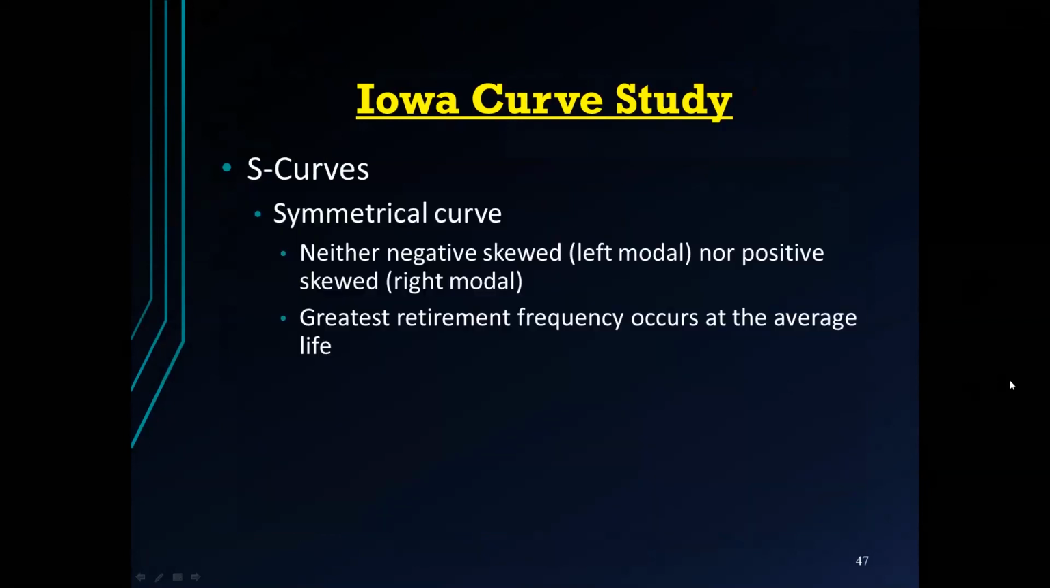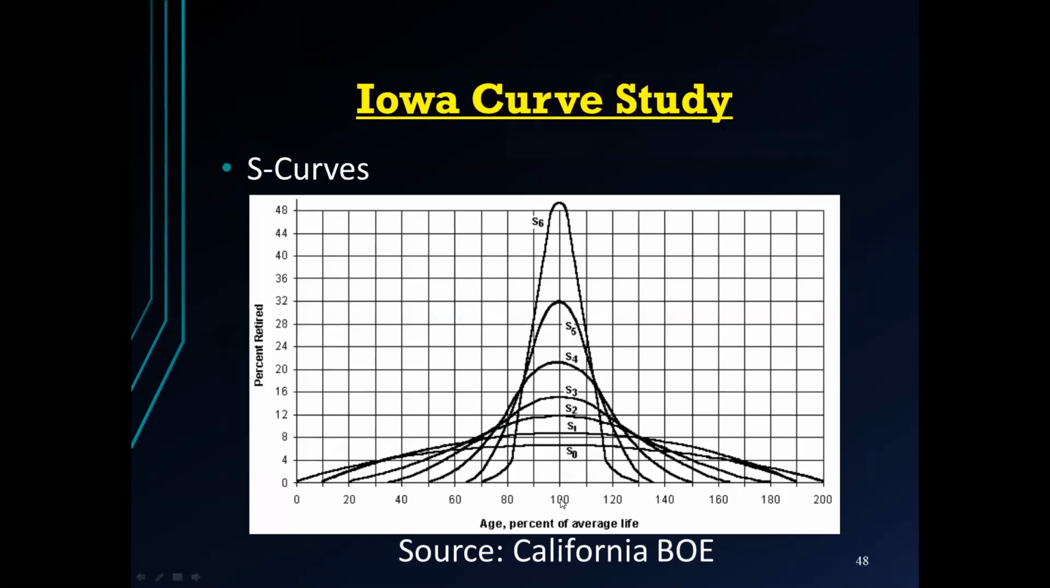These are symmetrical curves. And what these curves are is that they're not skewed either left or right. Which means the greatest retirement frequency occurs at the average life. So here's 100, here's your average life. You can see they're not skewed either left or right from your average life. The S curves, there's not a right or wrong. These curves describe different types of assets.